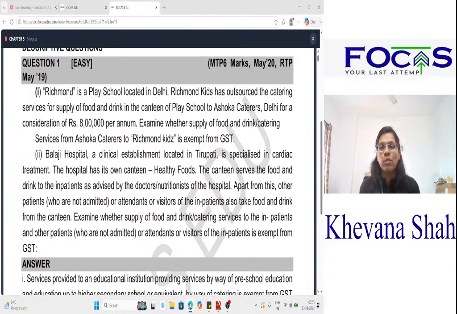Please solve it in your books. Do it by writing. That will help you to know and understand how answers are being presented in your exams.